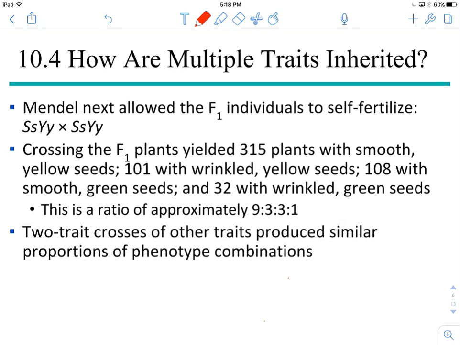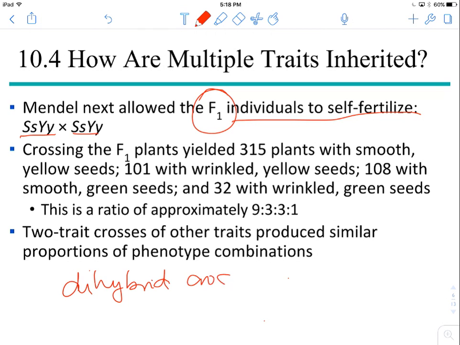So Mendel next did what he normally does: he took the F1 individuals and allowed them to self-fertilize. So he crossed two plants that were heterozygous for both genes, and we call this a dihybrid cross. This cross yielded offspring that were just like the parent plant, dominant for both traits, about 315 of those out of 500.